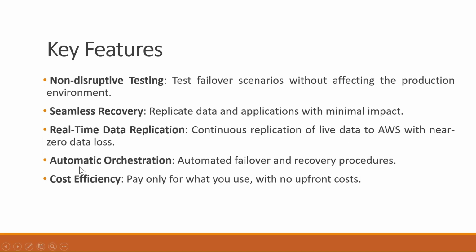And fourthly, it provides the automatic orchestration feature, with automated failover and recovery procedures. That means when disaster strikes, AWS DRS can automatically switch to the backup system and restore everything without needing manual intervention. It follows a preset plan to quickly bring your system back online, saving time and effort.